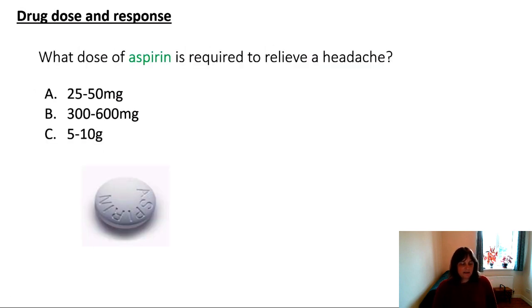So just to get us started thinking about drug dose and response, let's just imagine that you wake up in the morning and you have got a headache and you decide that you are going to take some aspirin to relieve your headache. What dose of aspirin would you take to relieve your headache? Just have a think now.